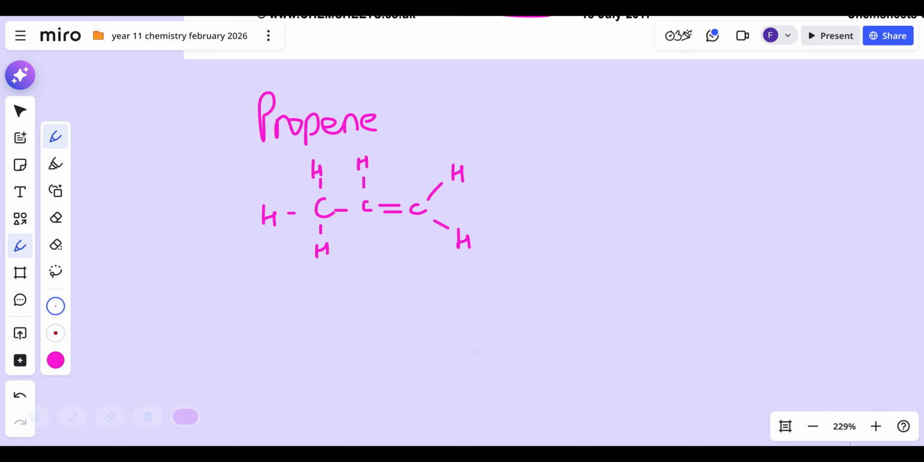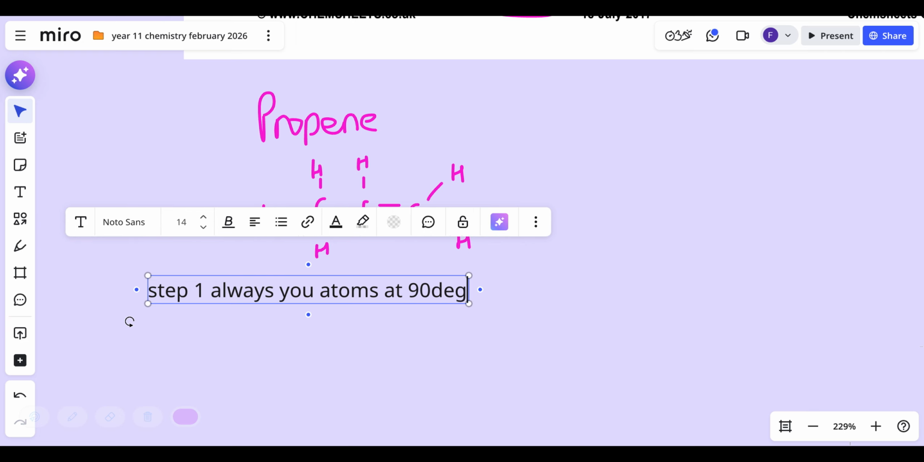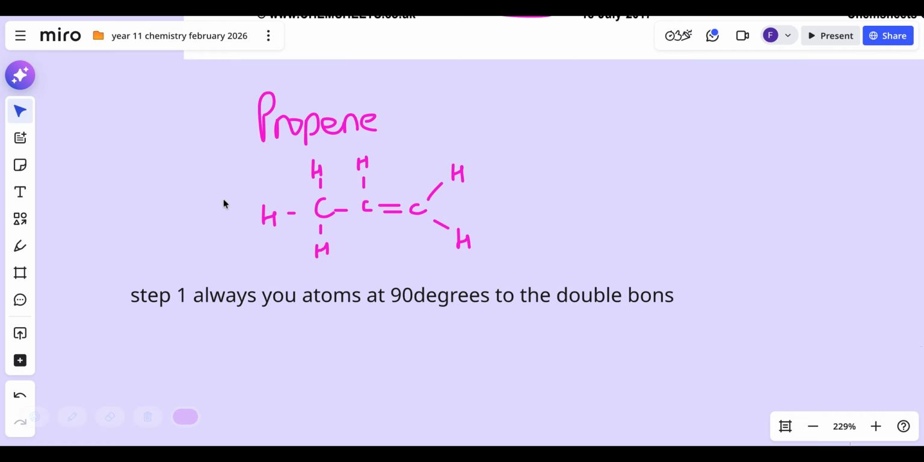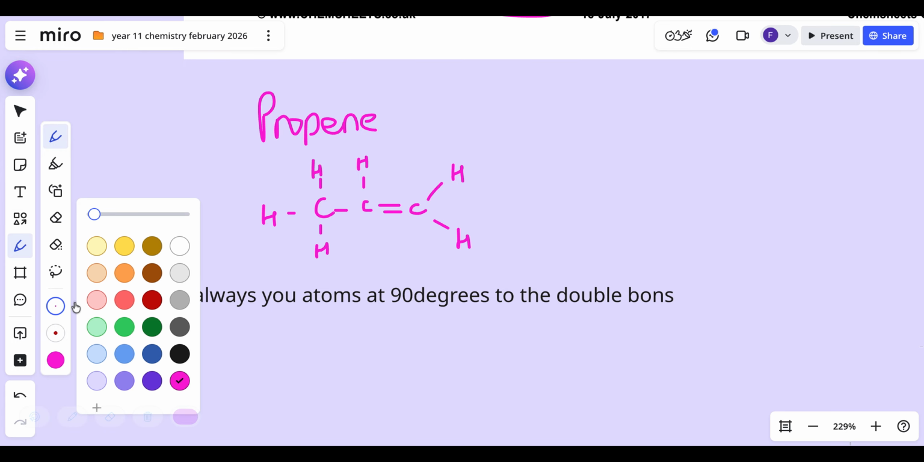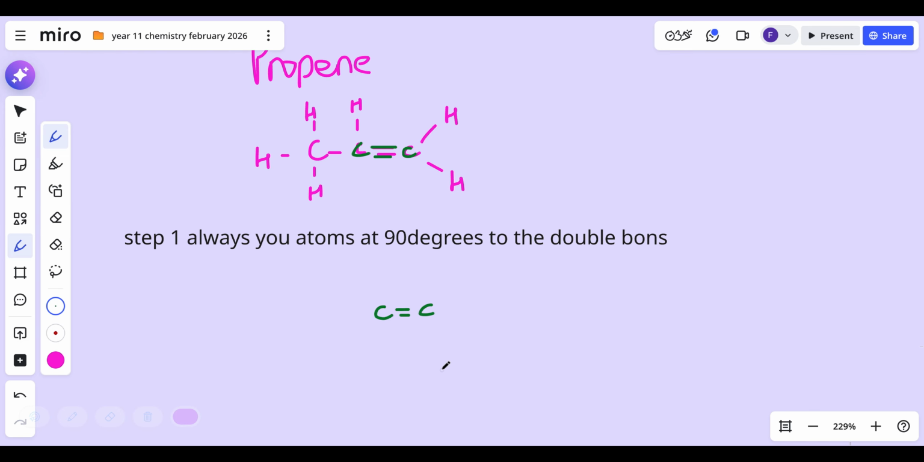The first step, step 1, is always draw your atoms at 90 degrees to the double bond. When you do this, it makes life so much easier. What do I mean by this when I'm looking at propene? My double bond, and I'm going to change colour now, is here. And these are the carbons attached to it. All I'm going to do is copy that out. I'm not going to change anything there.